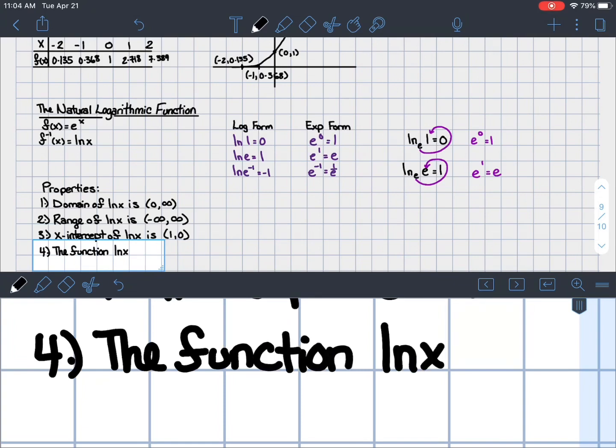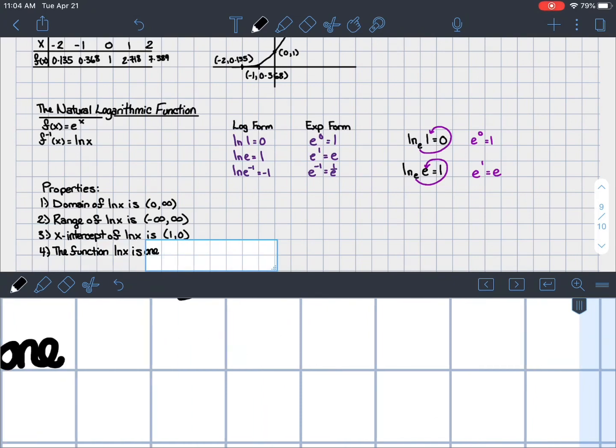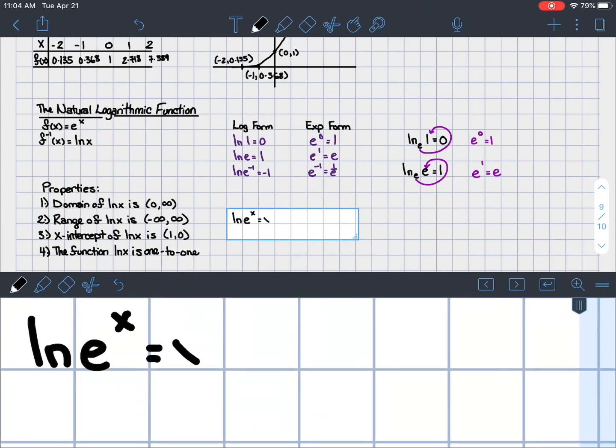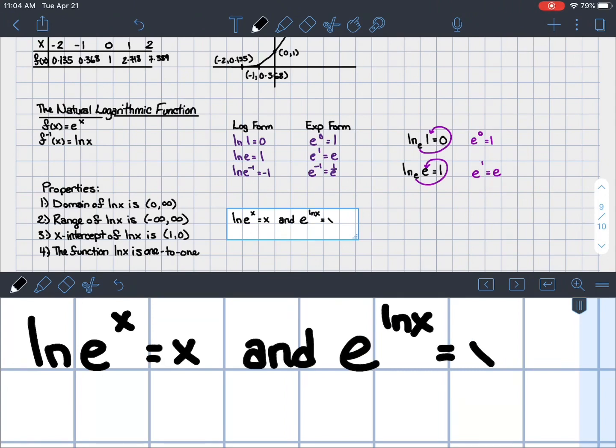And in fact, these properties should look familiar to what we wrote before, but a little different. In fact, they should be flopped, because this is the inverse. And because they are inverses of each other, we can conclude the natural log of e raised to the x is x, and e raised to the natural log of x is x.